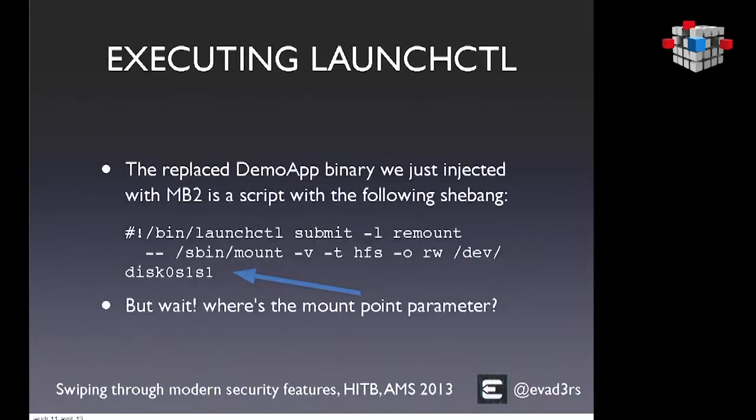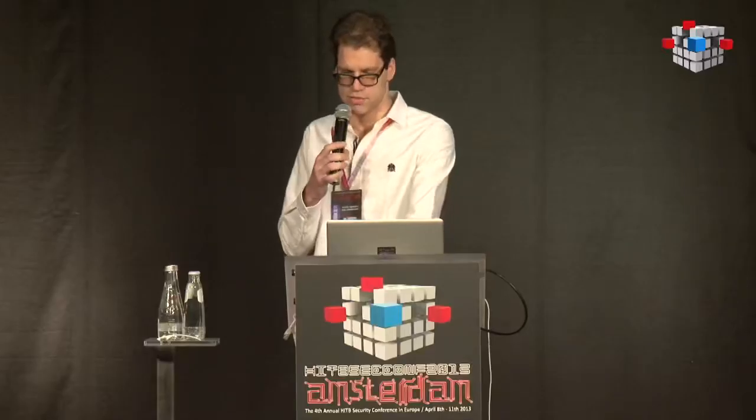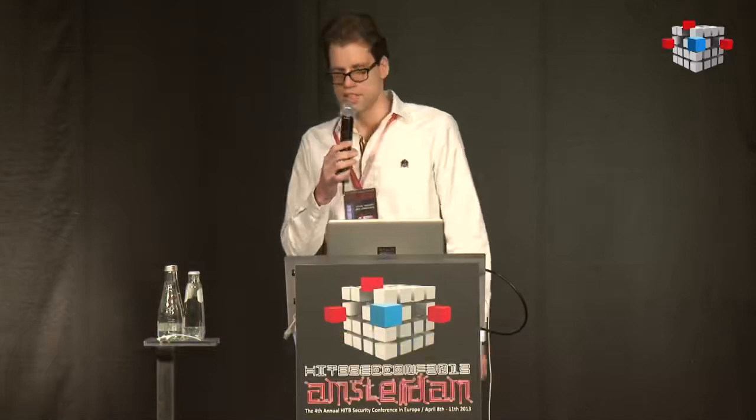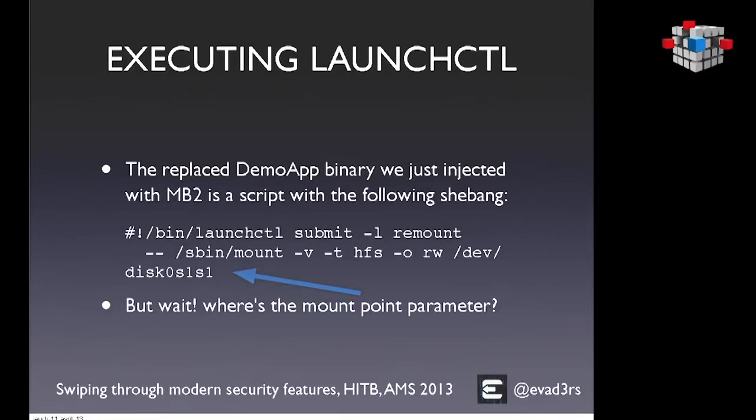Okay, so we just saw on the previous slide that we uploaded the demo app file, and this one is actually not a binary program, it is a script, as mentioned before. And this script contains a specific shebang line to execute the mount command, so we can remount the root file system. But as you can see, there's no mount point included in the command line, so the command would not know where to mount. Well, it will know because of the nature of the shebang: the path of the app will be added to the command line.